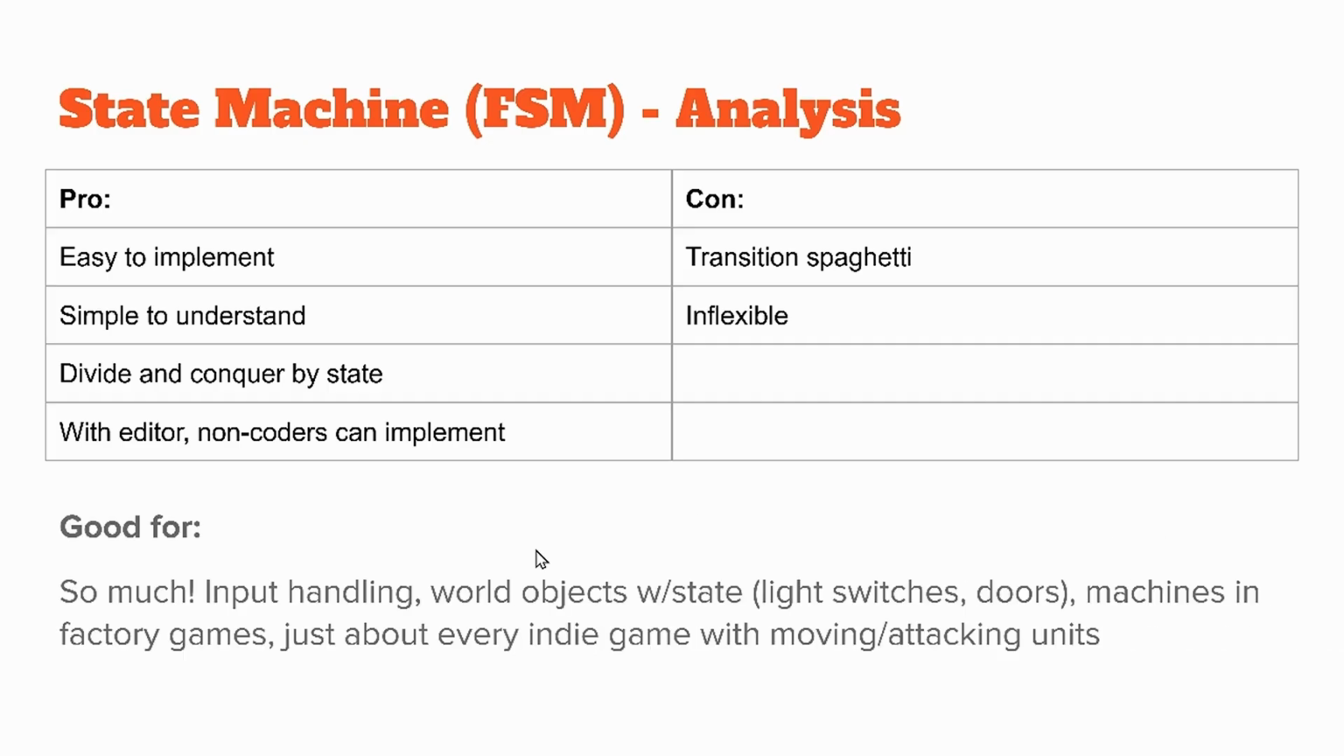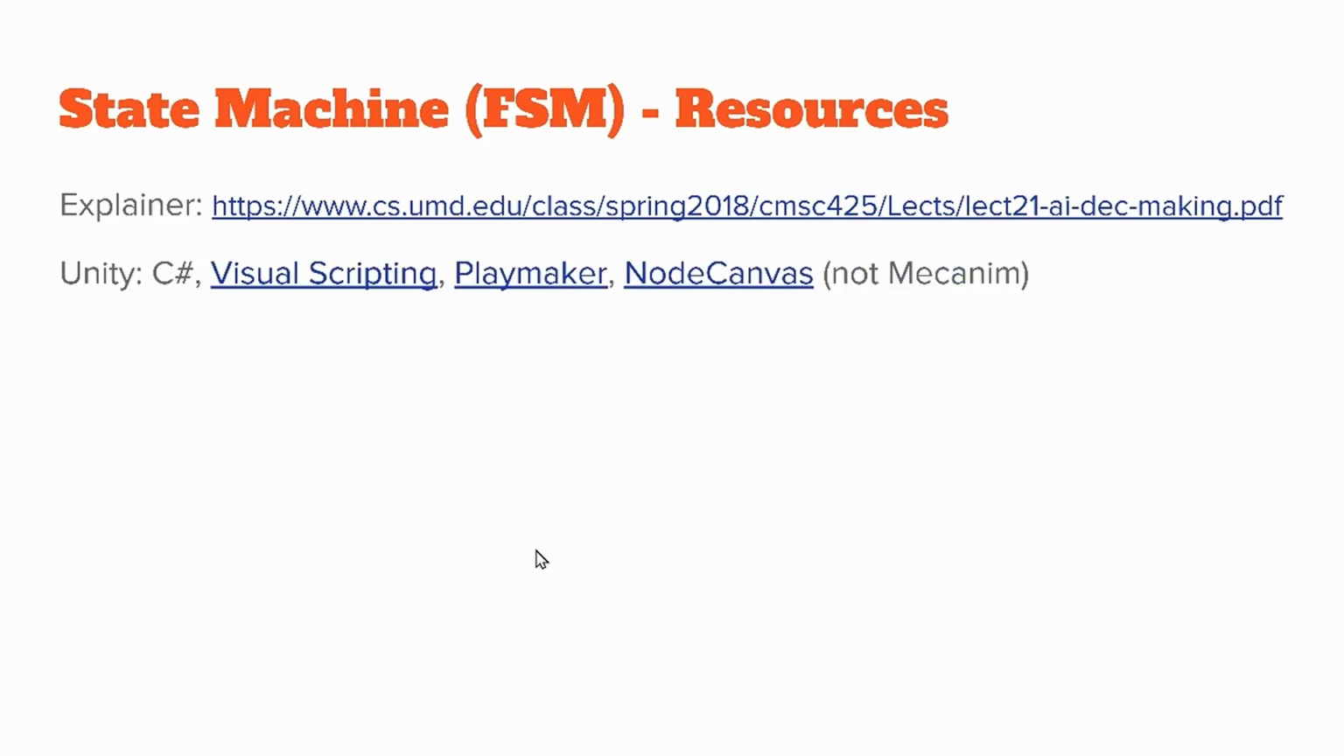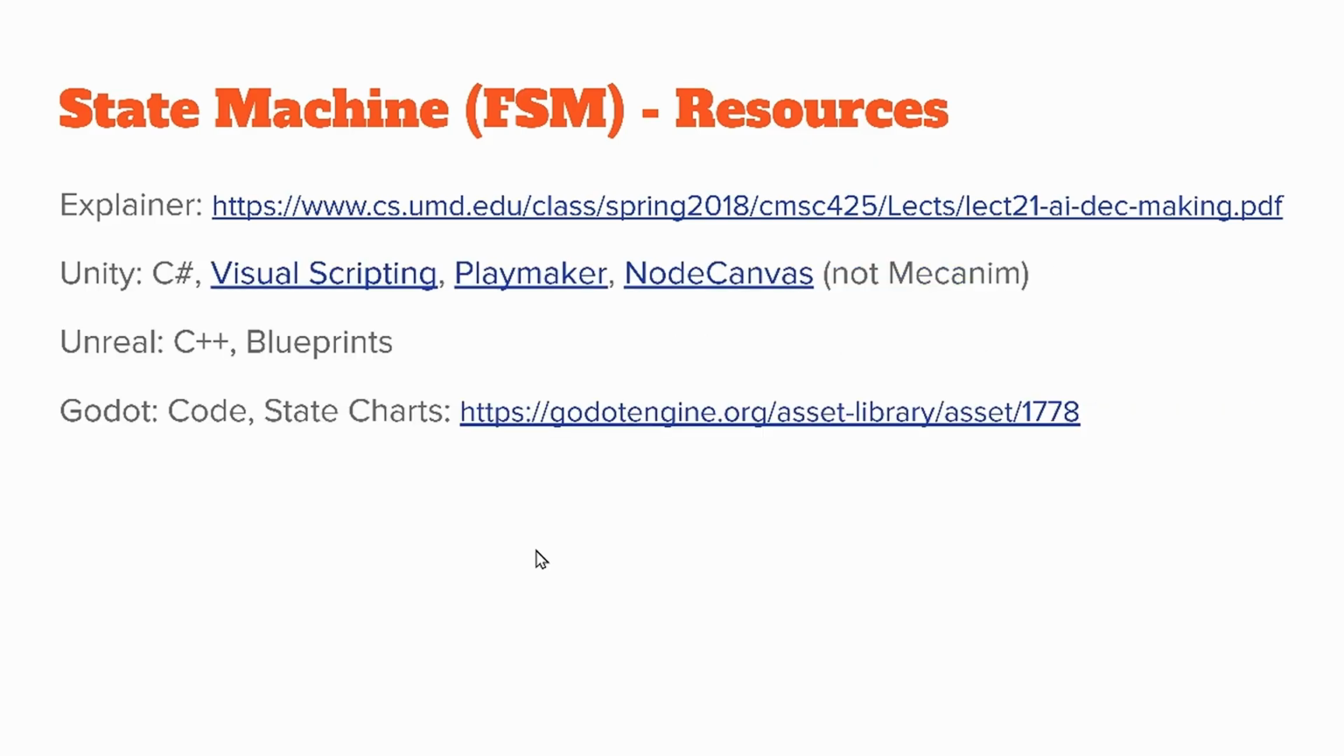But even with all those cons, finite state machines are good for everything, like input handling, menus, light switches, doors, just about everything. And it is one of the fundamental forms of AI used in games, often in conjunction with other types of AI. So it's good to be aware of how these work. Some resources are here for Unity, Unreal, and Godot, and I will drop the slides in chat after this so that you can just click on these if you're interested.